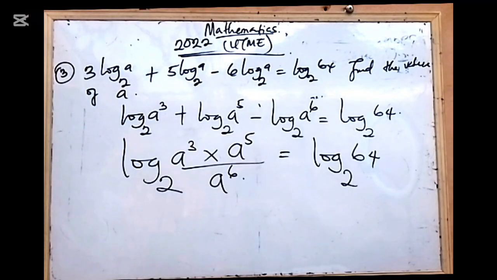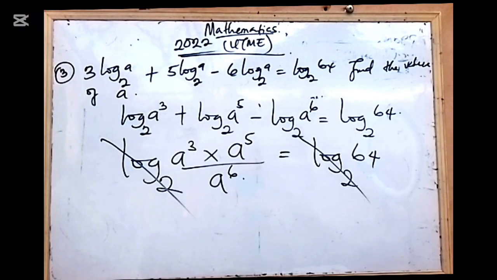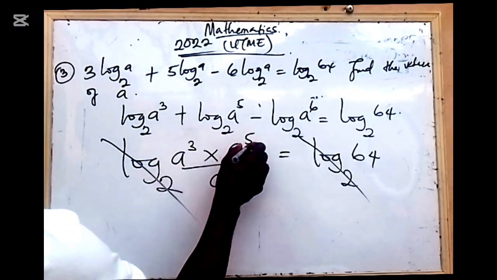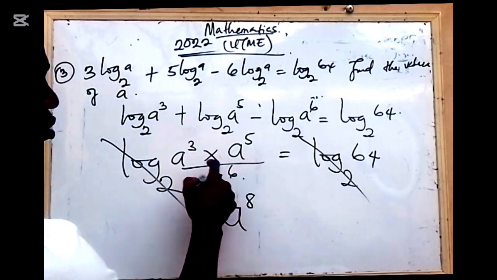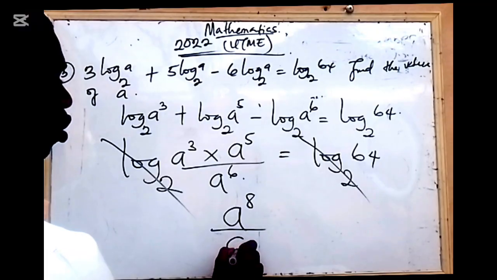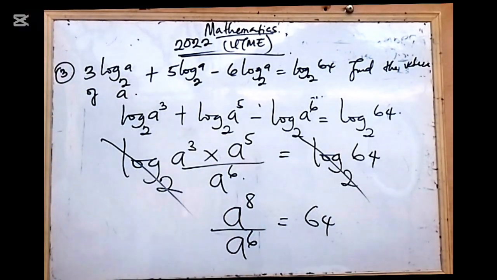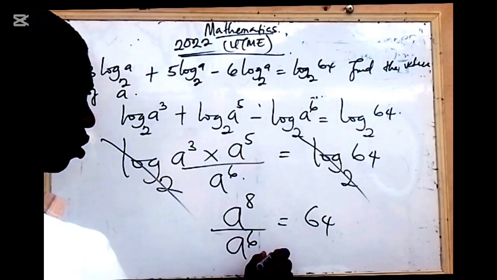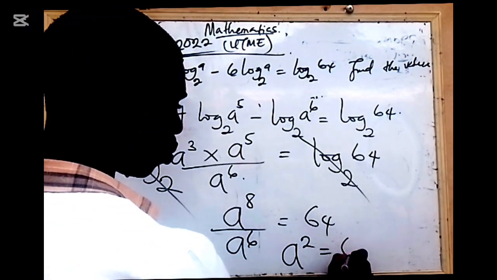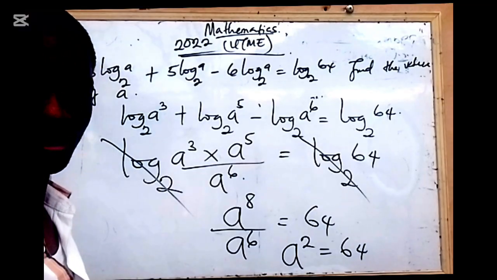Look at what we have here now. This has cancelled this, because they have the same base. So from here, a raised by 8, because we are multiplying, 3 plus 5, over a raised by 6, equals 64. This one we subtract, and that becomes a raised by 2 equals 64.